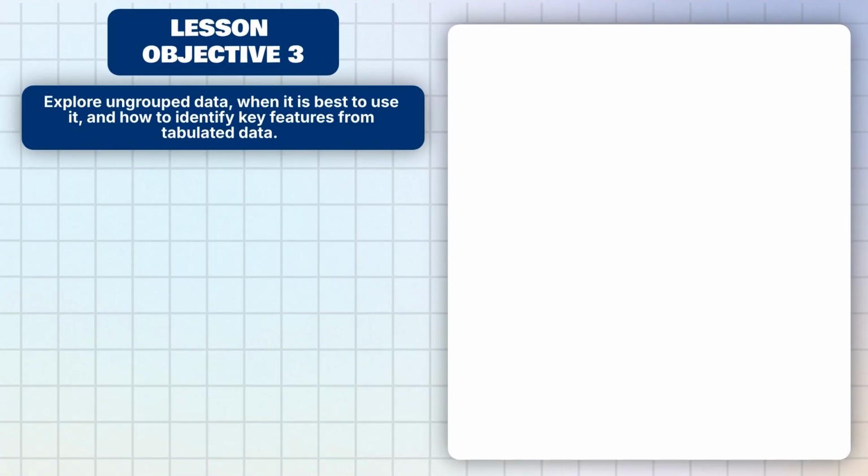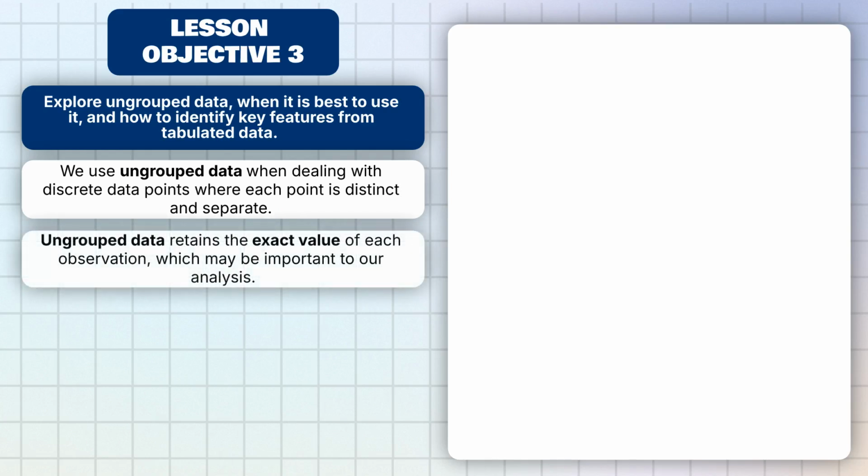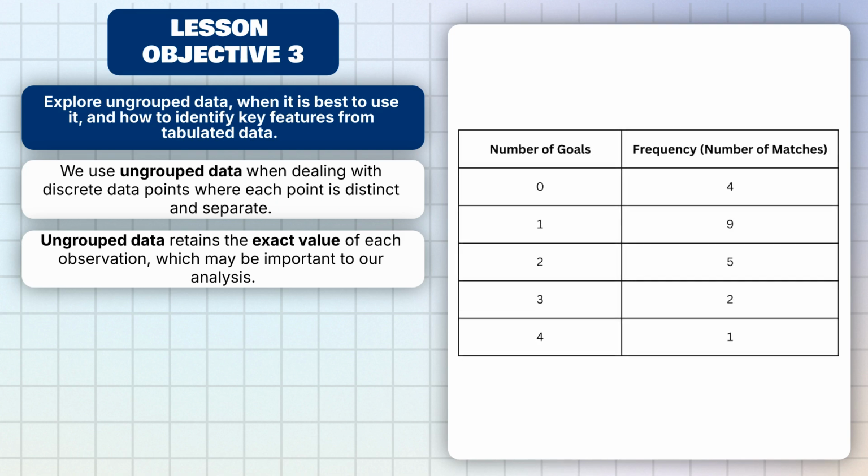Note that it does not always make sense to group data. For example, when dealing with discrete data points, where each point is distinct and separate. Ungrouped data is typically used in such cases. Unlike grouped data, ungrouped data retains the exact value of each observation, which is helpful when each distinct value is important to our analysis. For example, let's consider the number of goals scored in football matches over a season. Recording each match's exact number of goals helps us determine the frequency of specific outcomes clearly.